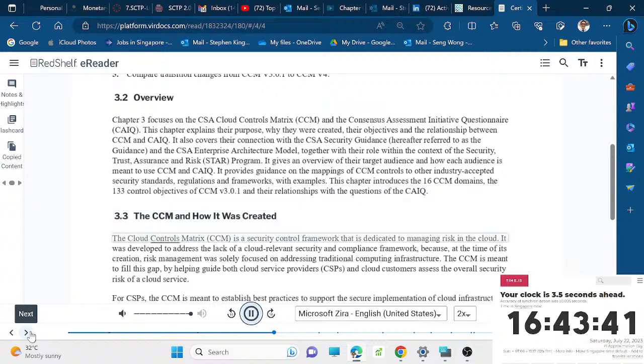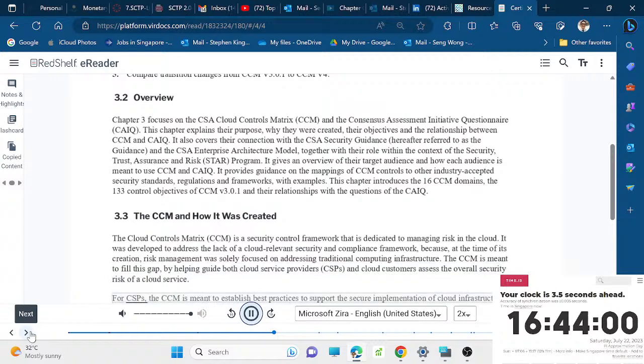3.3 The CCM and how it was created. The Cloud Controls Matrix, CCM, is a security control framework that is dedicated to managing risk in the cloud. It was developed to address the lack of a cloud-relevant security and compliance framework, because, at the time of its creation, risk management was solely focused on addressing traditional computing infrastructure. The CCM is meant to fill this gap, by helping guide both cloud service providers, CSPs, and cloud customers assess the overall security risk of a cloud service.